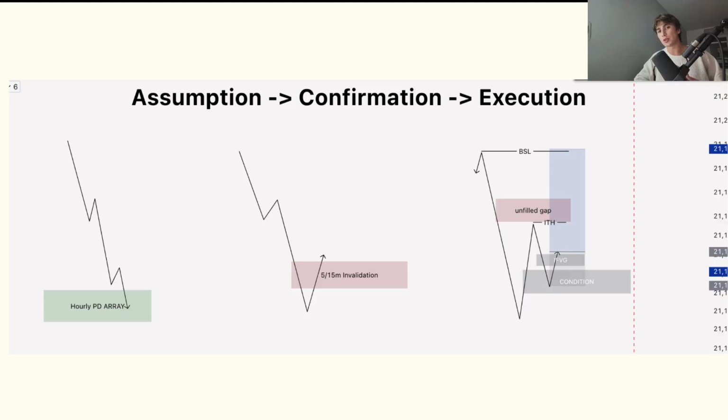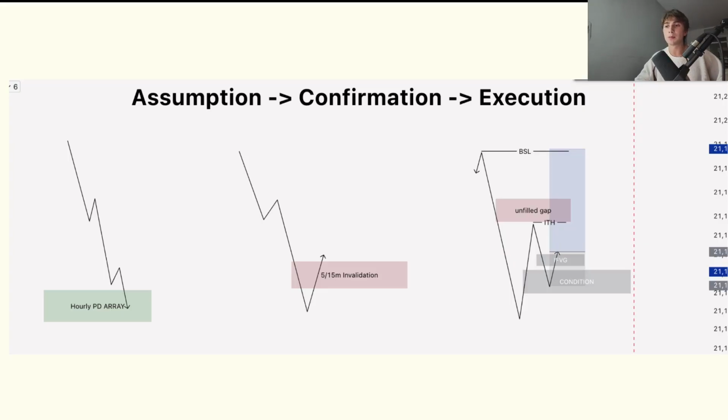Sure, you can say it's an educated guess because maybe you tapped into a 1 hour, 4 hour, but if price is seeking something lower, it'll just run through that. So what are we looking to do now? We've created an assumption. We said, okay, I'm thinking price could bounce off this hourly PD array. But now we want to look for confirmation. And so we usually find confirmation through a 5 or 15-minute invalidation.